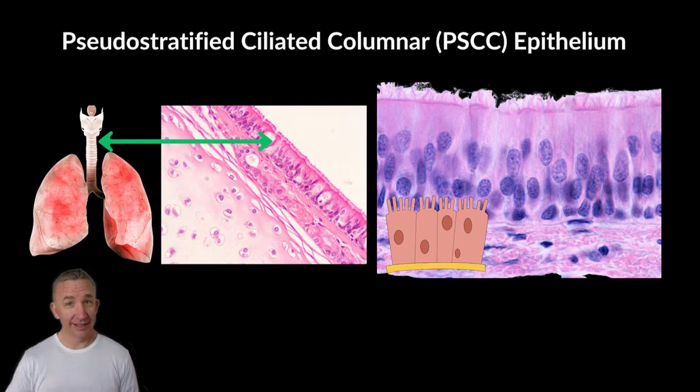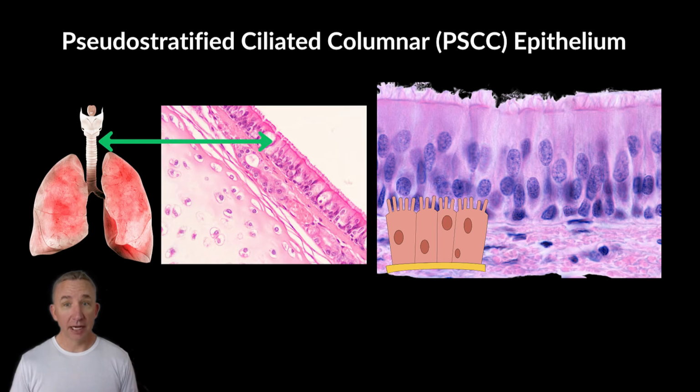Pseudostratified, ciliated, columnar epithelium. That's a lot. We abbreviate it as PSCC. On your exams, don't abbreviate anything. Pseudostratified, ciliated, columnar epithelium. Remember when we looked at simple 1 layer, stratified 2 plus, pseudostratified. Remember, it looks like it is multiple layers, but all my cells are essentially connected to my basement membrane at that basal surface. It just appears that way.